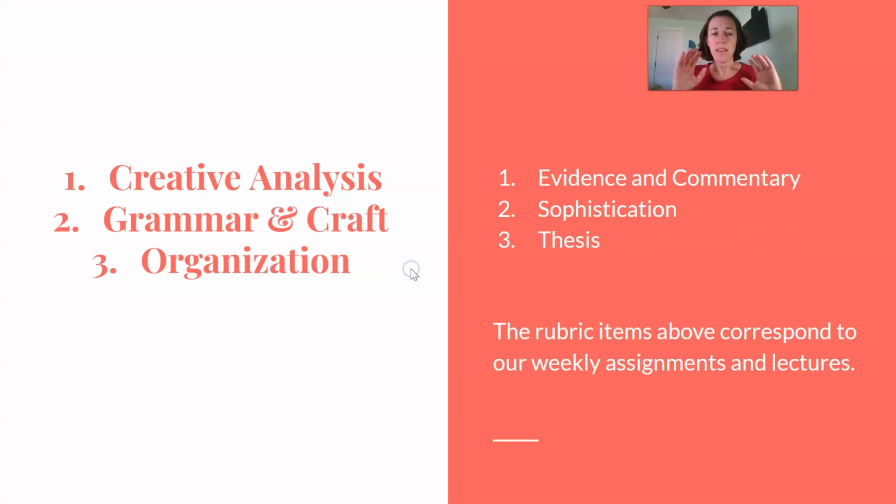Okay, so this is a good sort of duality to reveal what I have done on the left here, or on the white part of the screen, and then what the AP Literature graders do on the right, on the red part of the screen. I'll look at the red. The AP Literature course is set out so that you would be evaluated at the end of it for your evidence and commentary on a particular argument, your sophistication in making that argument, and then your thesis statement, your ability to declare an argument. And so I took those things and I created our 3 triangle components of the course: creative analysis, which corresponds to evidence and commentary; grammar and craft, which corresponds to sophistication; and organization, which corresponds to the thesis statement and its line of reasoning.